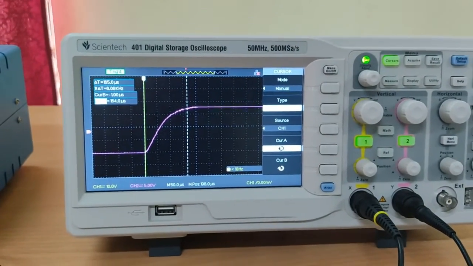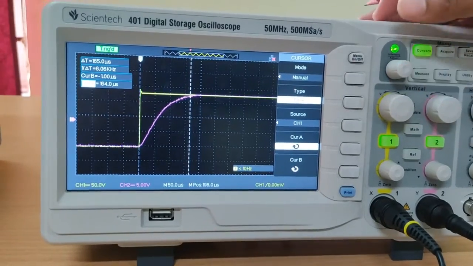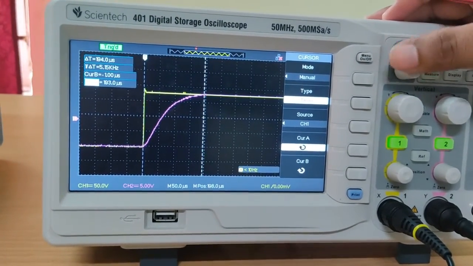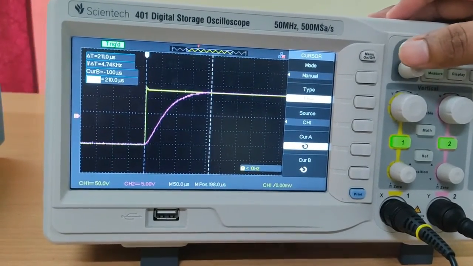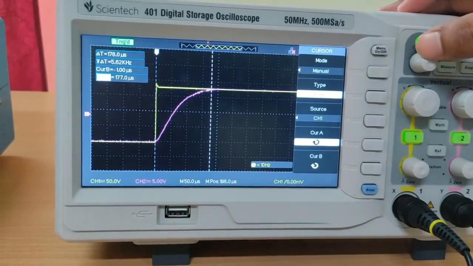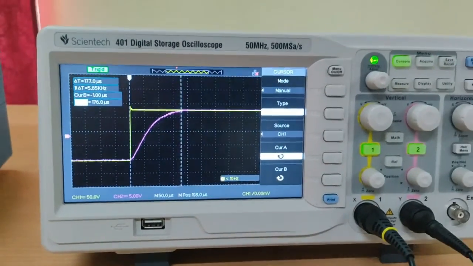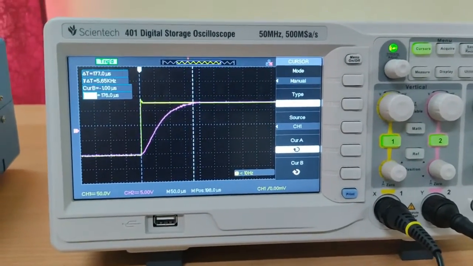Let us try to find the settling time. Okay, I am going to match it with the input waveform. This is the input waveform. So settling time will be when our output and input coincide. So this is the point where our input and output coincide. So our settling time is 177 microseconds. It is exactly the same as your theoretical value.